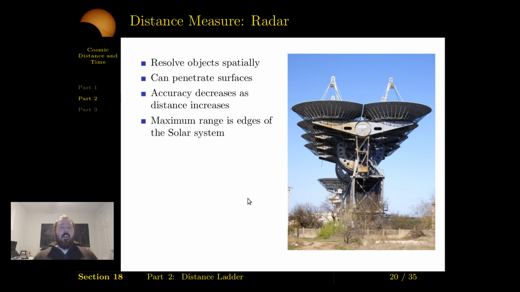But if you're in the solar system and we can aim a radar system at you, we're going to get all sorts of awesome data about you. We're going to be able to resolve spatially what the object looks like. Depending on what the surface material is, the radar might be able to penetrate a little bit, get through the surface layers, and we'll actually use that radar information to pull out the composition, the interior composition of that thing.